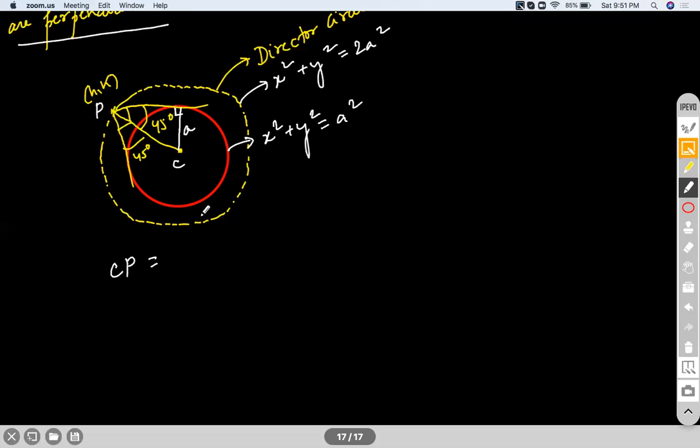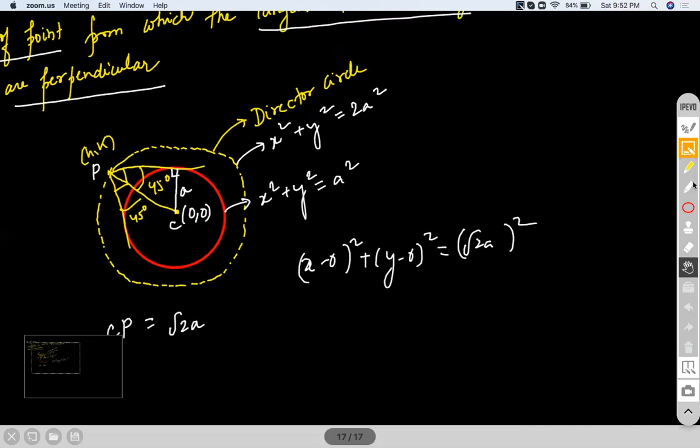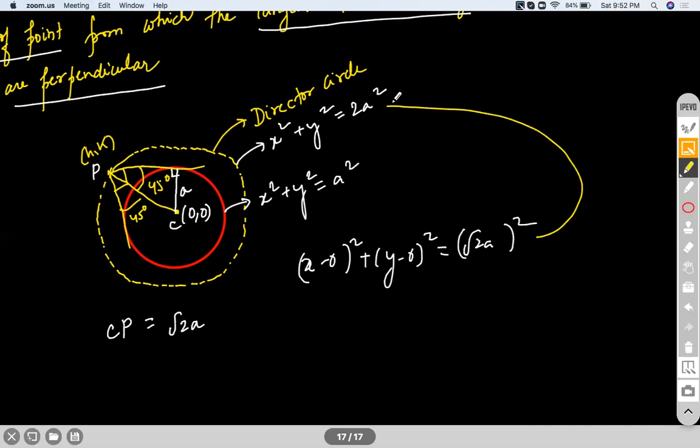CP would be a upon sine 45, right? What is a upon sine 45? Root 2 a. Yeah, a root 2. Now the director circle will have the same center, but its radius will be root 2a. So can I say its equation would be? Okay, done. This is your answer, which is the same as this. This is one way.